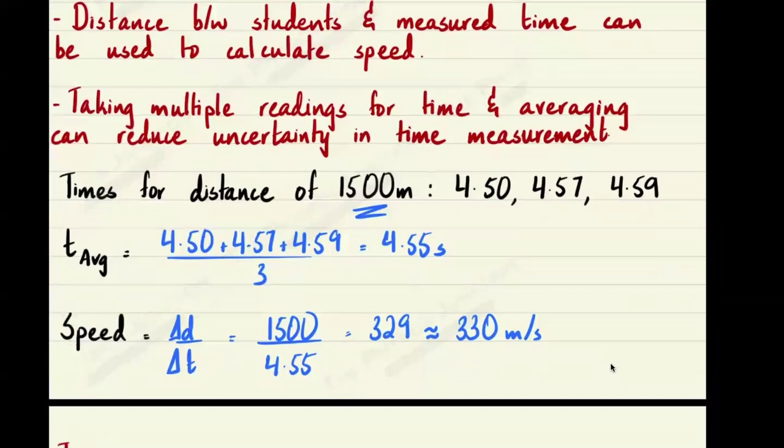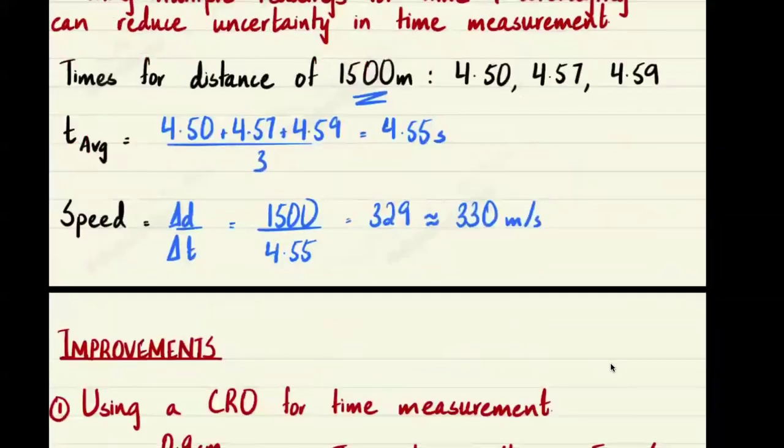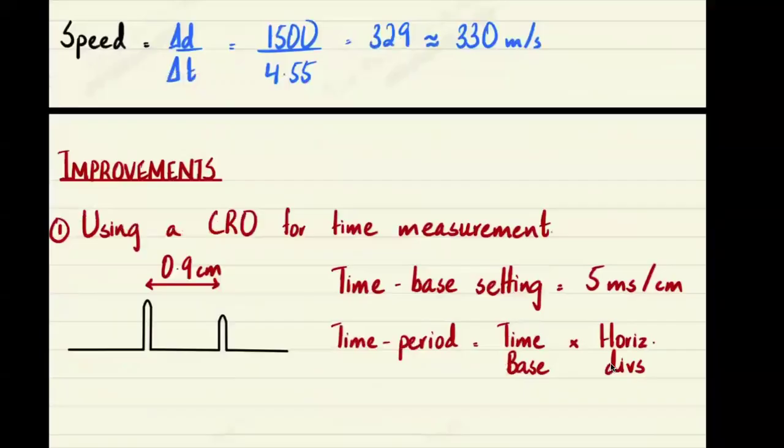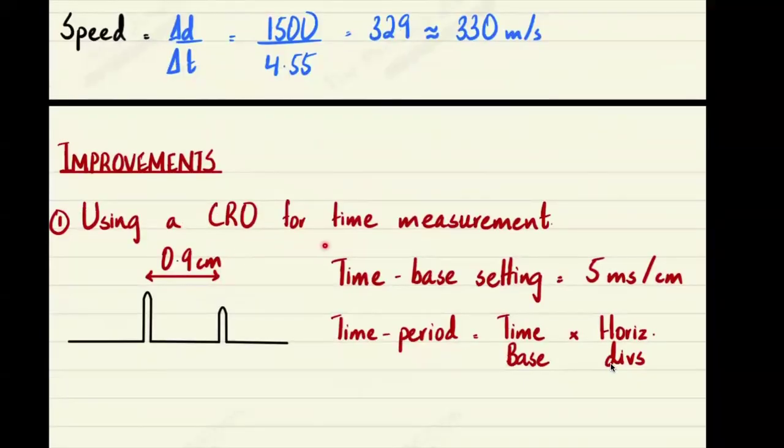What are the different improvements we could suggest to this experiment? Now, this is what we'll be discussing. Using a CRO for time measurement rather than having a person use the stopwatch could be better. We'll be discussing the CRO later in the electromagnetism unit as well. The idea is that you'll have the sent out pulse and the pulse which is detected, and if you have these plotted on the CRO display, what would be given to you on that scale is the distance between the two.